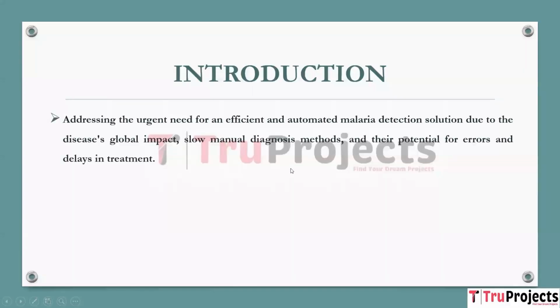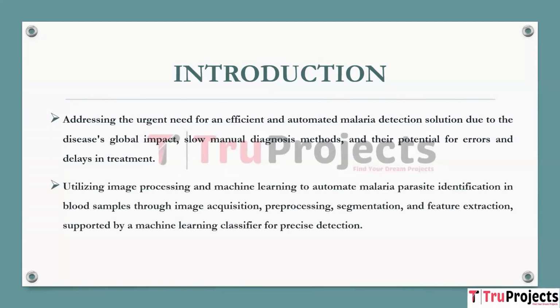Malaria is a life-threatening disease affecting millions of people globally, particularly in regions like Africa and Southeast Asia. Current manual diagnosis methods are slow, error-prone and resource-intensive, leading to delayed treatment and potential misdiagnosis. This project addresses these limitations and provides an efficient automated solution for malaria detection. By leveraging image processing and machine learning techniques, we automate the identification of malaria parasites in blood samples.